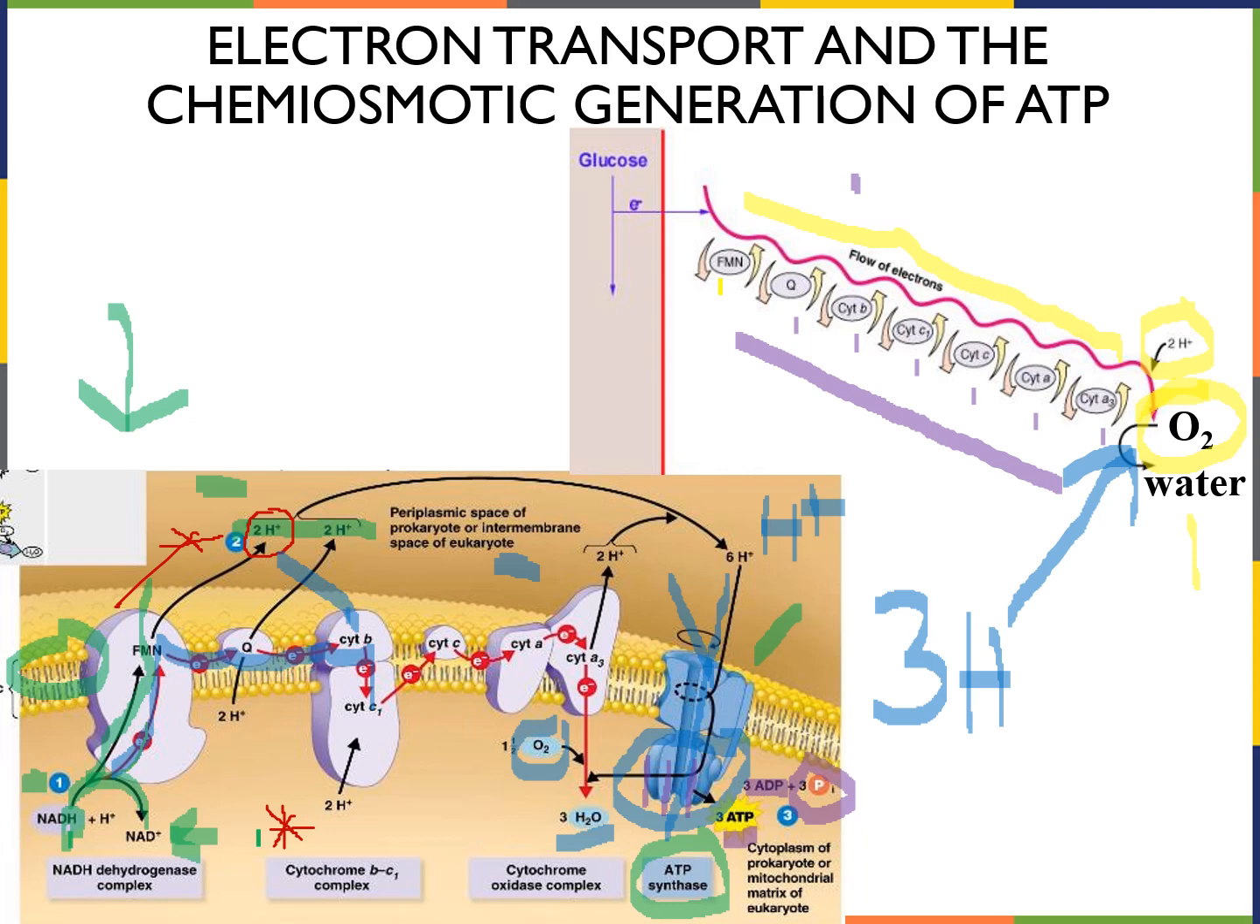Remember, the goal of this chapter was to make ATP. And this is what we've done. This is the final step of everything that I've talked about. And you can see that we have made ATP in yellow. So each molecule of NADH yields 3 molecules of ATP.